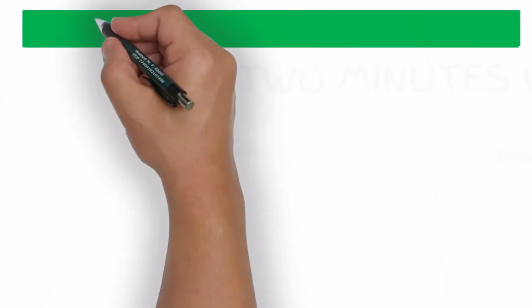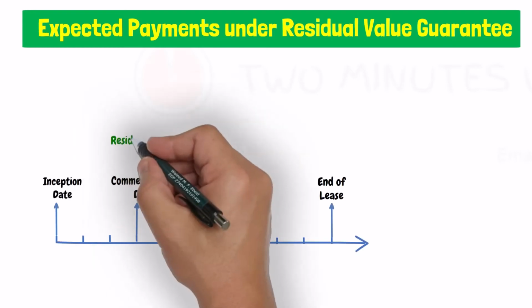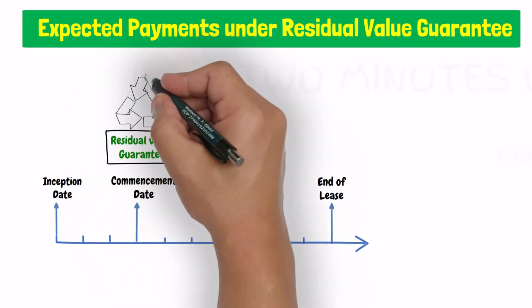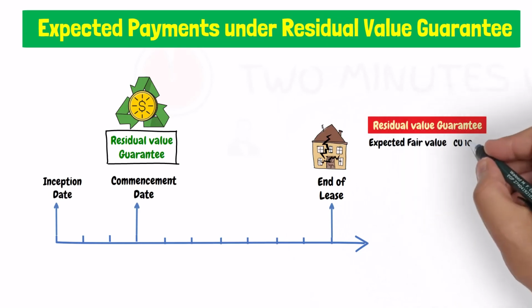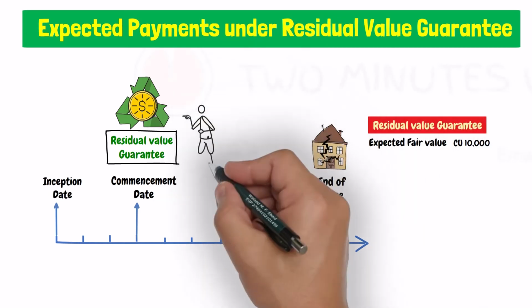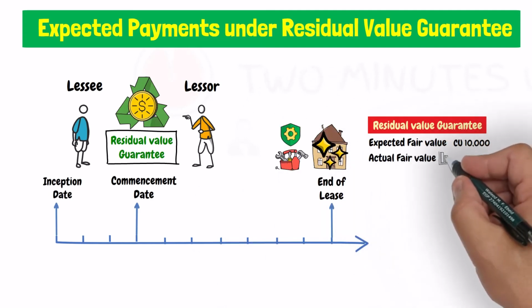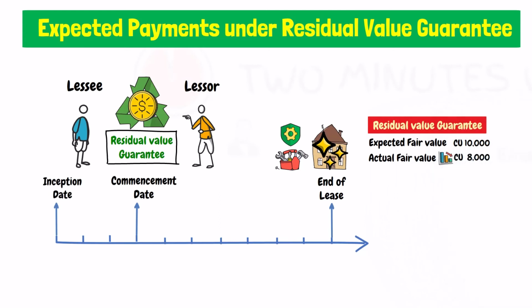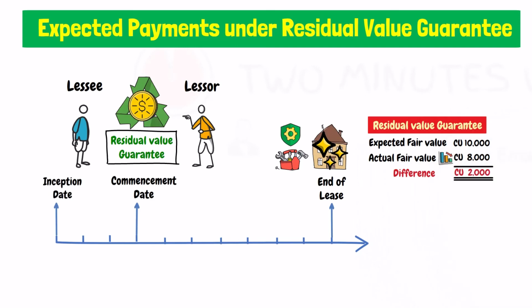Another component of the lease payments is payments expected to be made under residual value guarantee. In some lease contracts, the lessor may require the lessee to guarantee that the leased asset will have a certain fair value at the end of the lease term, for example $10,000. Lessors usually demand that guarantee from the lessees, to ensure that the lessees preserve and maintain the leased asset during the lease. If the actual fair value of the leased asset at the end of the lease term decreases to $8,000, then the lessee is obligated to pay the difference to the lessor, which is $2,000.